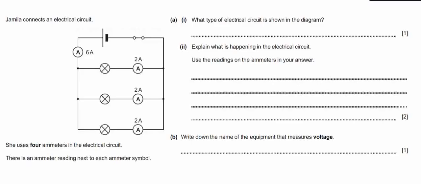Alright, next. Now we are in question 10. Jamila connects an electrical circuit here. She uses 4 ammeters in the electrical circuit, 1, 2, 3, 4. There's an ammeter reading next to each ammeter symbol. Here's the reading: 2, 2, 2, and 6 here. Question A. What type of electrical circuit is shown in the diagram?